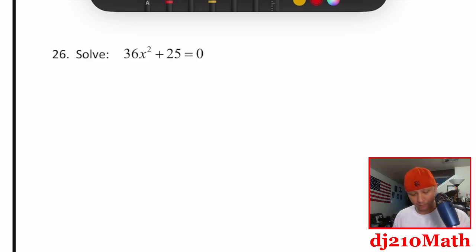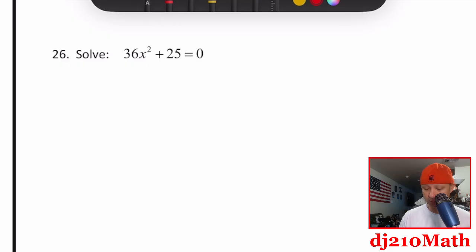All right, 26. Solve this quadratic. 36x squared plus 25 equals 0. Okay, it's a quadratic at the end of the day, right? So the quadratic formula would work, but you don't need to do the quadratic formula, only because there's no x term in the middle, right? You don't have a b value. Well, technically it's 0, but that's way too much work.